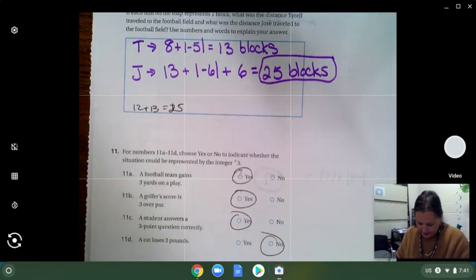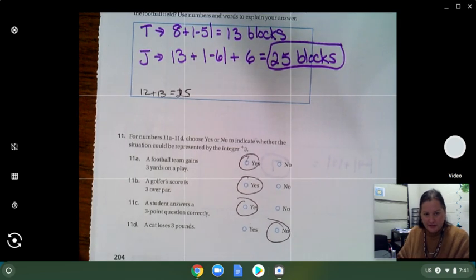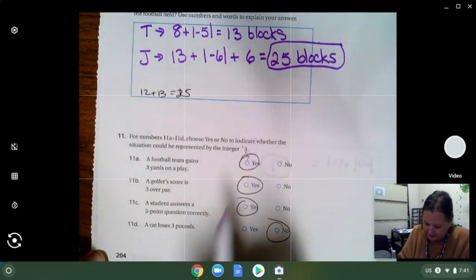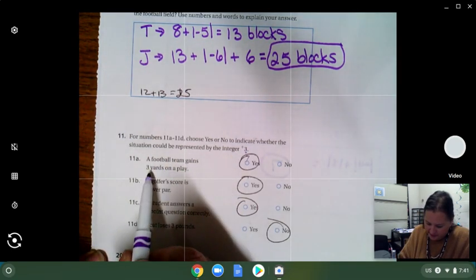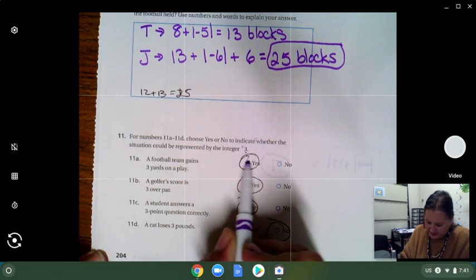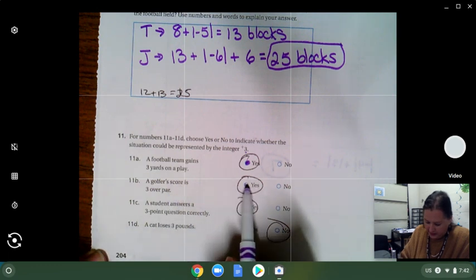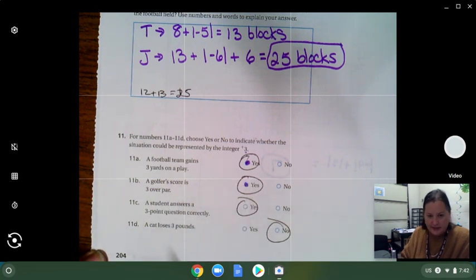All right. For numbers 11A through 11D, choose yes or no to indicate whether the solution could be represented by the integer +3. A football team gains 3 yards on a play. Yes, that would be +3. A golfer's score is 3 over par. Yes, that could be a +3.